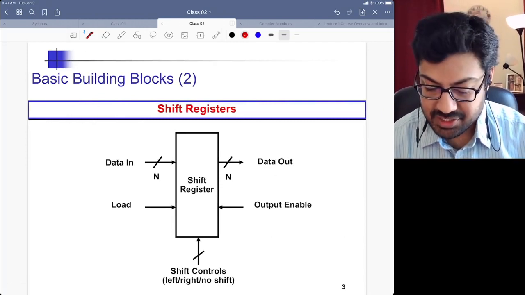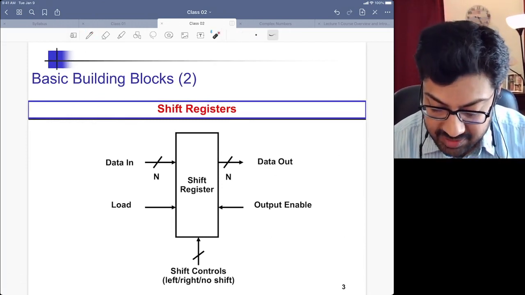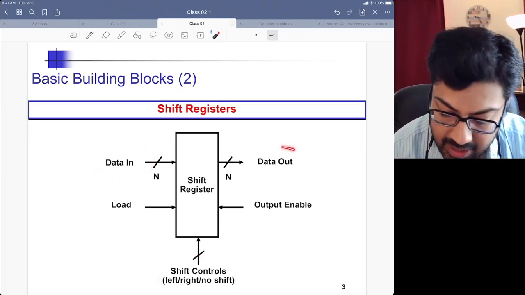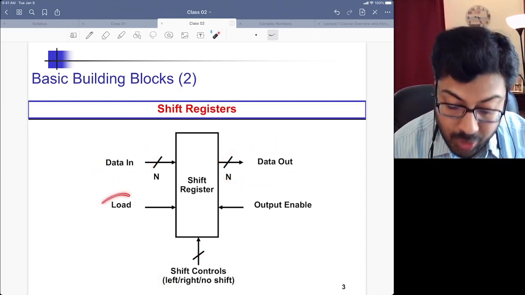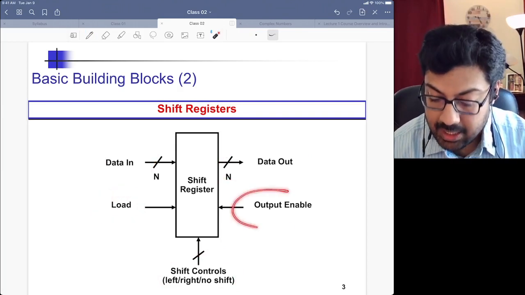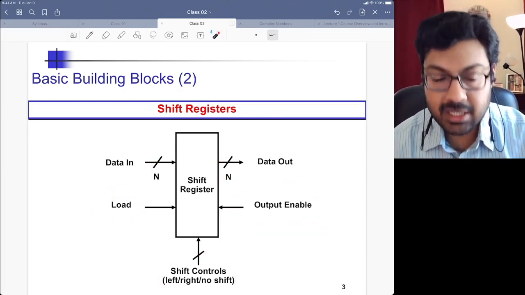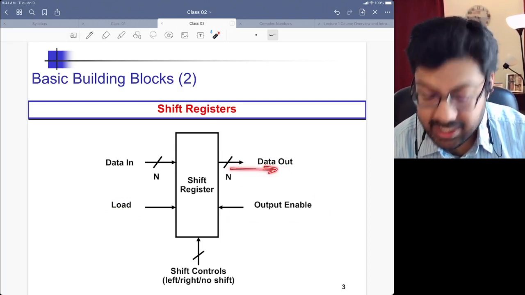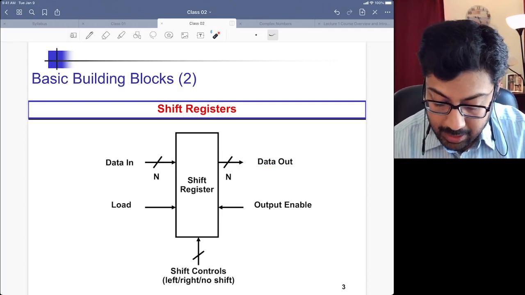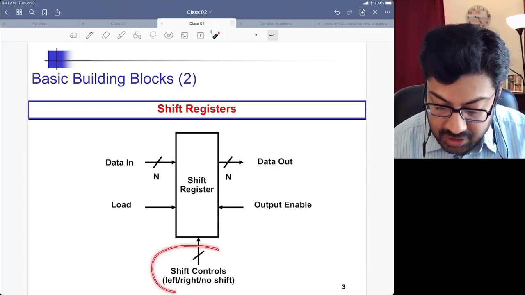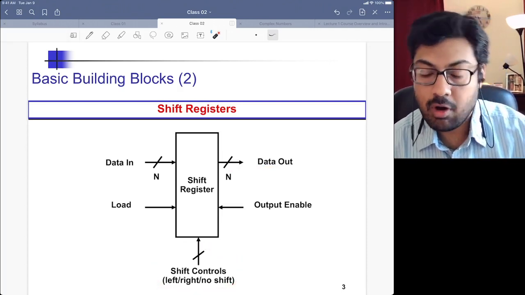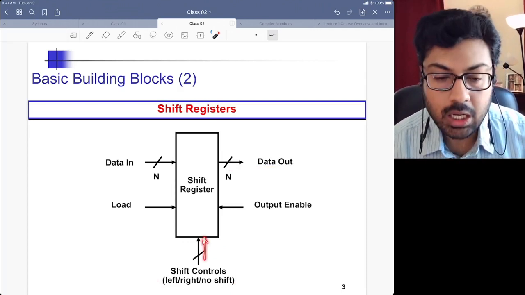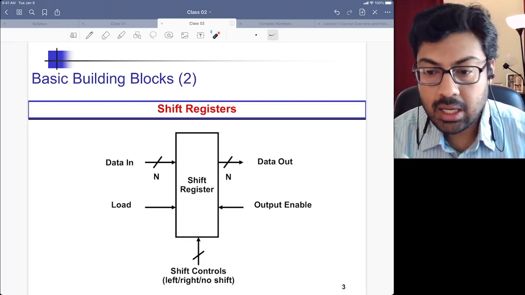Registers can also be shift registers. So you can also include these shift controls for a register. You still can write to it. You can still read from it. You can load data into the register. You can make the output enable active so that you can read data from the register. But apart from all these, you can also have shift controls. You can move things left, right, or maybe no shift at all. So for that, you would need additional controls, again, coming from the control unit.